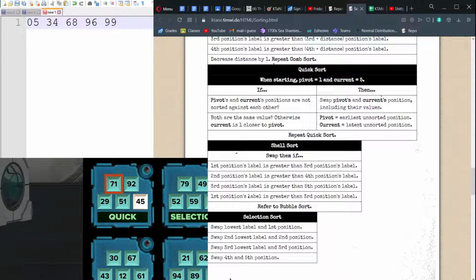These two are not sorted against each other, so then we swap them. Yeah. And once we do that, we then move the pivot to the earliest unsorted position, and the current to the latest unsorted position, and then we compare those. 51 is not greater than 71, so we... oh wait, no, 51 is not the pivot, my bad. 92 would be the pivot. And since 92 and 71 are not sorted against each other, we swap them.